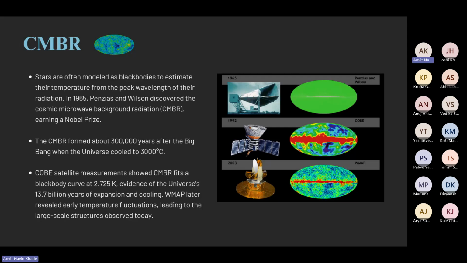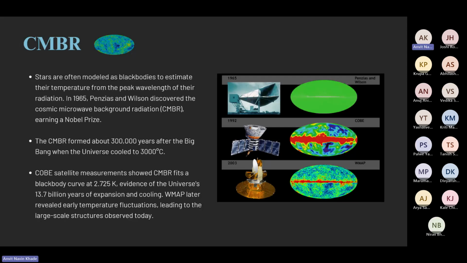WMAP later revealed early temperature fluctuations as well. In summary, blackbody radiation is a crucial concept in astrophysics, helping us to understand the thermal properties and energy emissions of celestial bodies. It also plays an important role in unraveling the history and evolution of the universe itself. This image shows a nice timeline of work on CMBR.